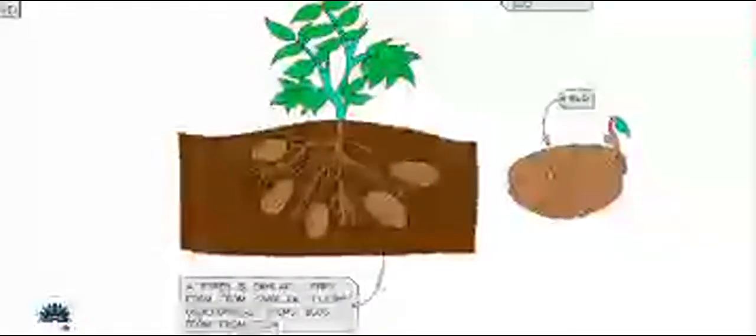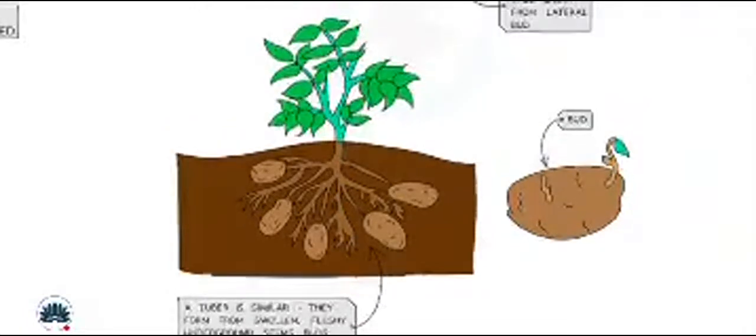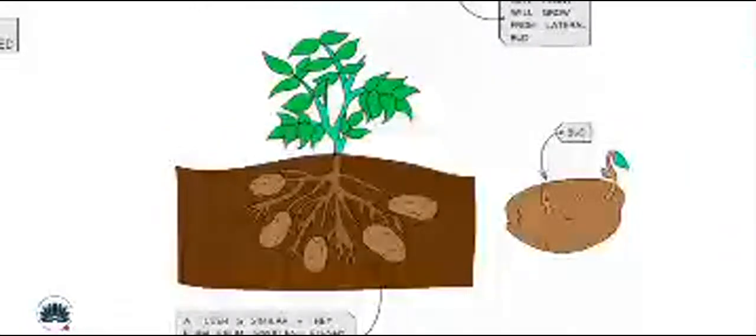Okay. A tuber is similar. They form from swollen, fleshy underground stems. Okay, the bud is visible to you. Now, what is this basically in which it is visible to you? This is all about asexual reproduction in plants. We'll be understanding asexual reproduction in plants in the next live stream session.